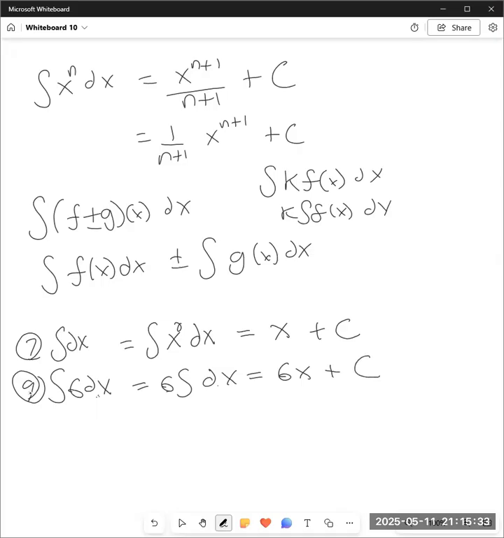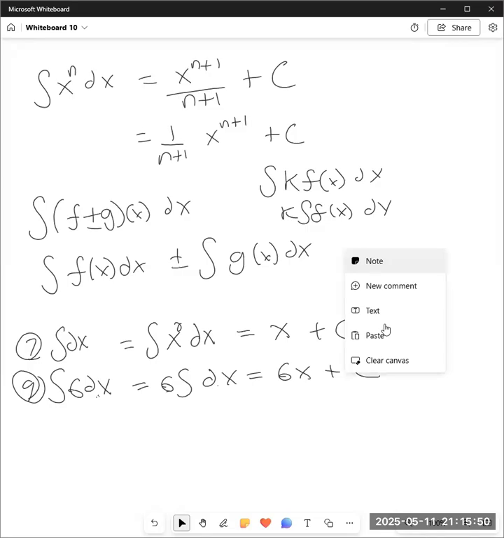You might think, well, 6c has to be different than just c, but it's not, because a constant is generic. 6 times a constant is still a constant. So this is a generic constant of integration. We do everything else first and add that constant of integration on last.